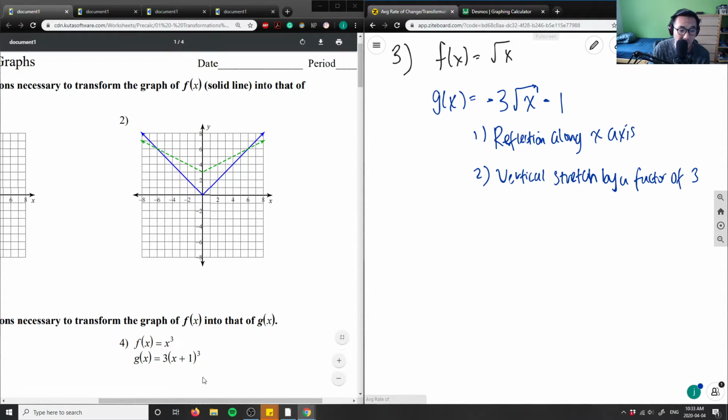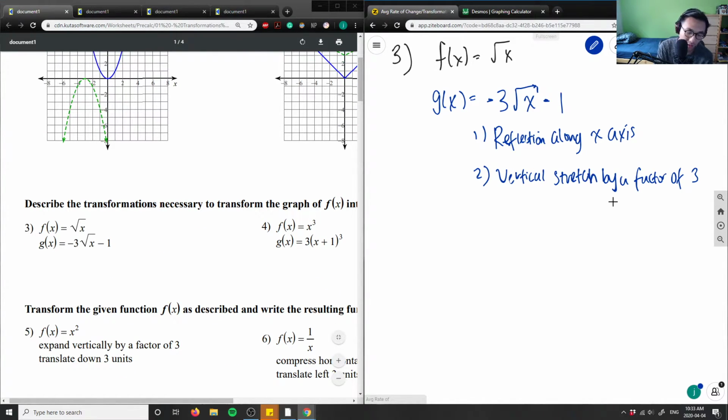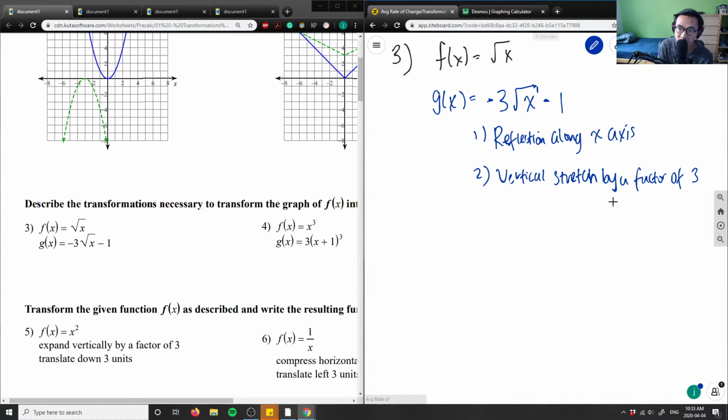So vertical stretch by a factor of 3, and then what's left here is, what's this -1 here doing? Because I have root x here, right? This doesn't change here. What's this -1 here doing? This -1 is a vertical shift, right? And in this case, it's downwards, right? Because this is a negative number, it's going down. So the vertical shift down, and this is simply by 1. Or you can say translate down by 1.